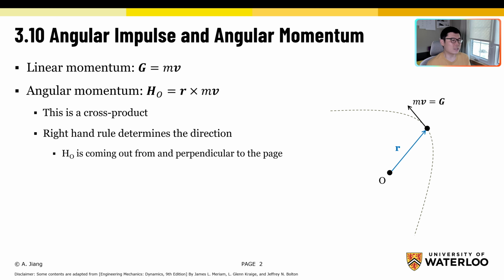Since it is a vector cross product, we can use the right-hand rule to determine the direction. In this case, H_O is coming out from and perpendicular to the screen, or should be pointing towards you if you use your right-hand rule.